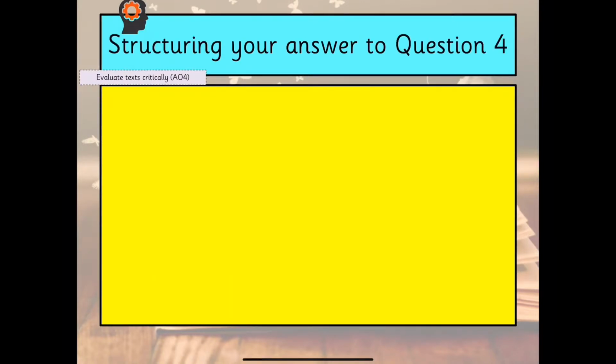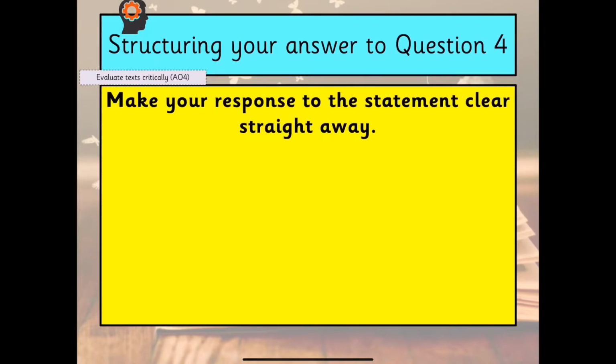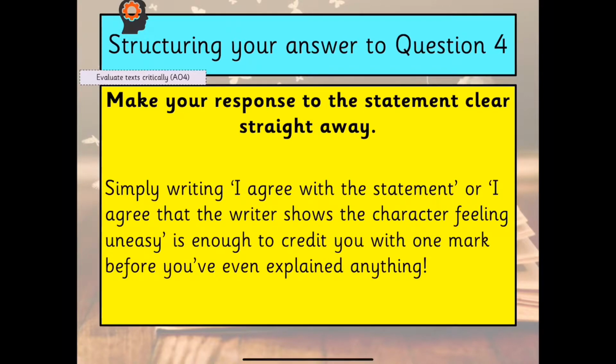So there are some quick wins for question 4. And the first thing to do is to make sure that you respond to the statement straight away in a very clear and unambiguous way. Simply writing the words, "I agree with the statement," or something possibly a bit more complicated, "I agree that the writer shows the character feeling uneasy," just that is enough to credit you with 1 mark before you even explain anything, because the marks, according to the mark scheme, as long as you have attempted a response to the focus of the question, it's creditable with at least a level 1 simple comment.